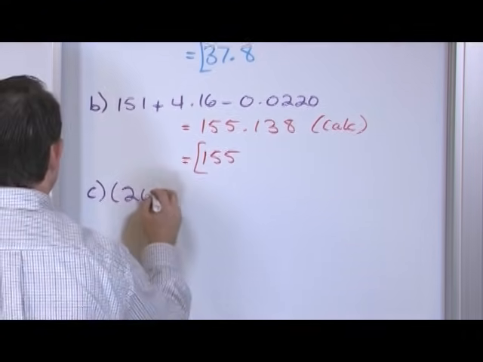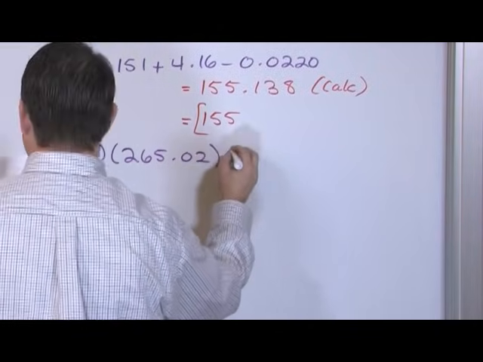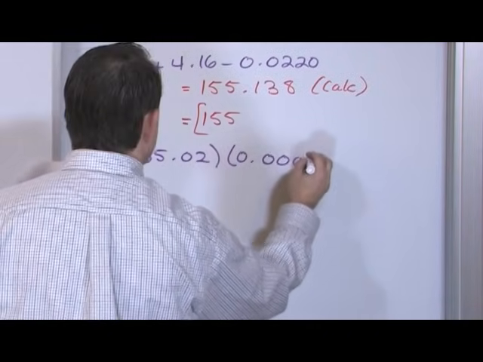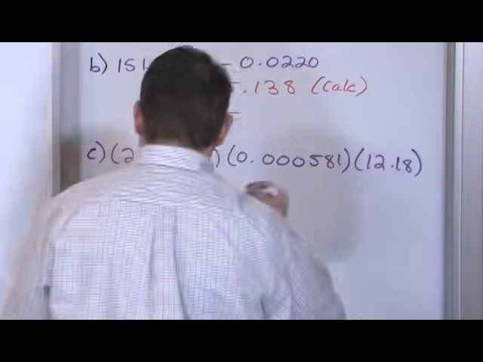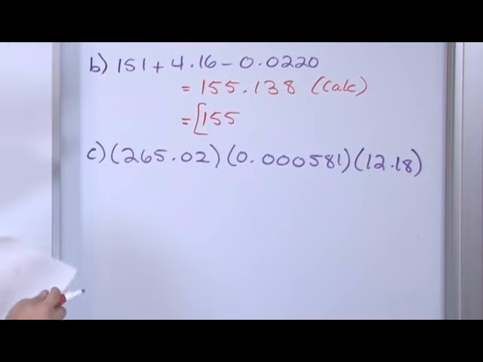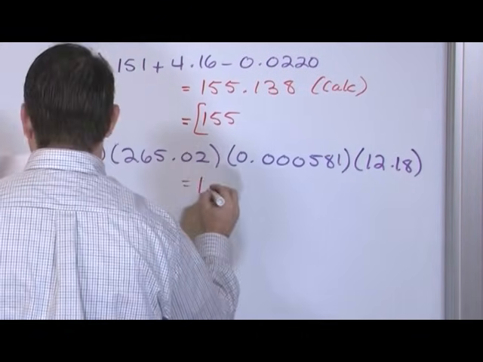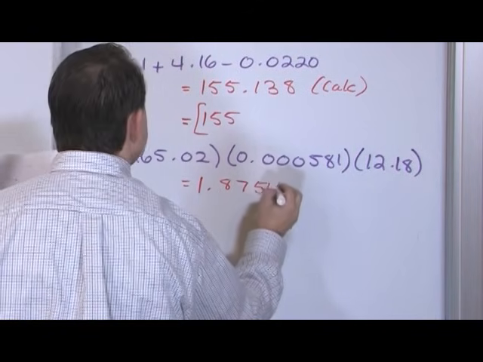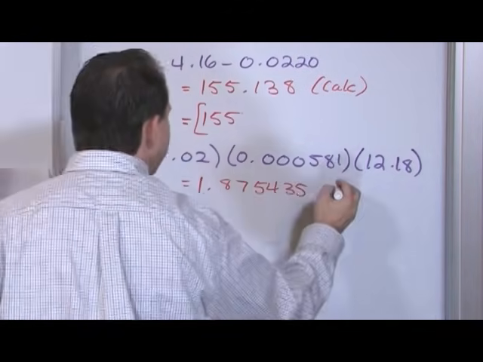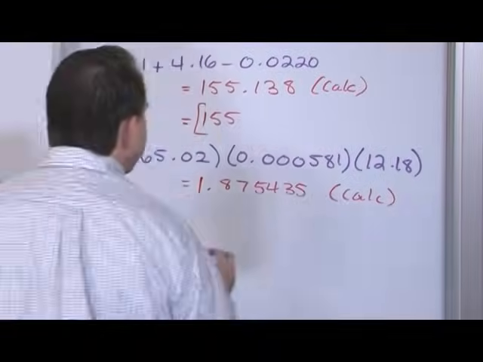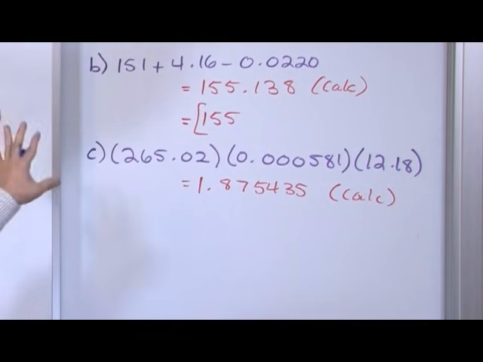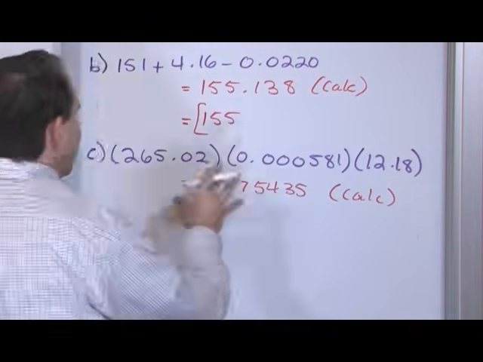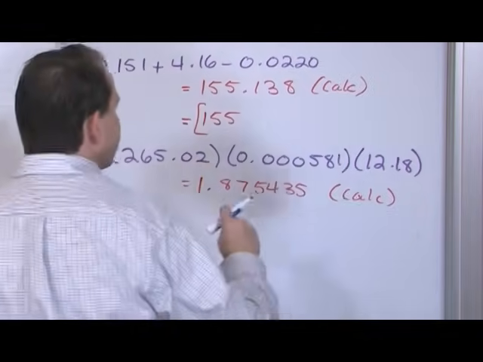Let's do 265.02 times 0.000581 times 12.18. Now, if we put these all in a calculator and multiply them out, what we will get is 1.875435 and some other digits, and we're going to get this in our calculator, like that. But I think you figured out by now we're not going to actually keep all those digits, but here we're not adding and subtracting, we're multiplying. So what we want to do now is we're not as concerned with what's after the decimal. We're going to look at the total number of significant digits in each one of these guys.